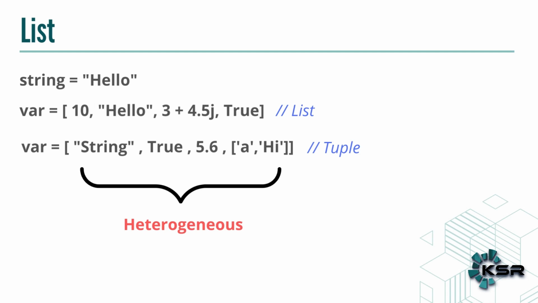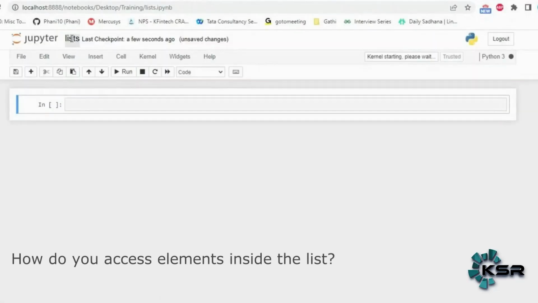So a list is a collection of heterogeneous items. What are heterogeneous items? They could be strings, integers, lists, booleans, etc. So all this is a collection.